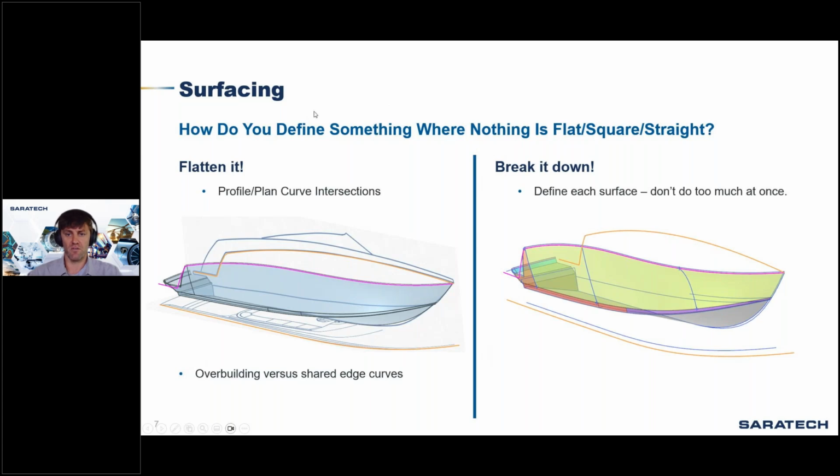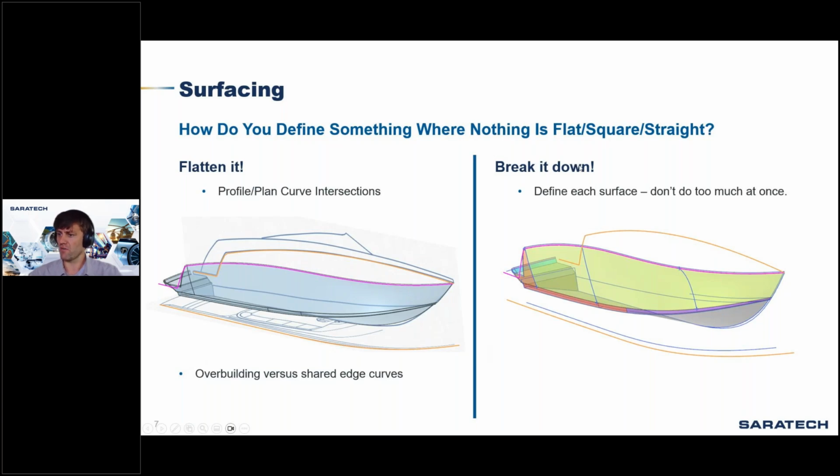First step is to flatten it. Develop yourself profile and plan curves and then intersect them. There's a concept here about overbuilding surfaces versus actually building to shared edge curves. You can see in the back end of the transom of this boat, there's an area where we've been following a profile and plan intersection curve, but when we get to the back, we're essentially overbuilding and deviating from that because it's hard to develop exactly that geometry in curves.